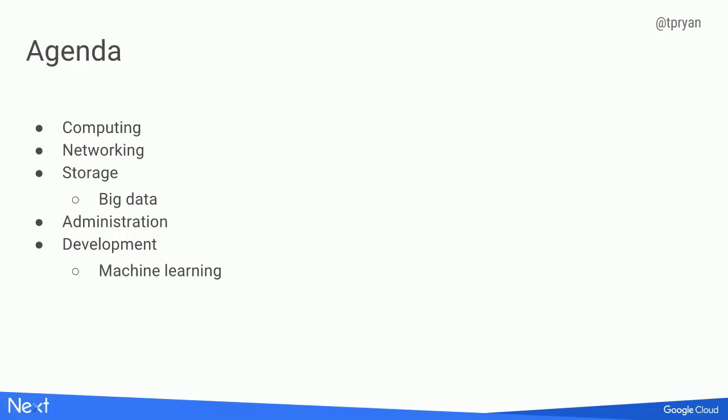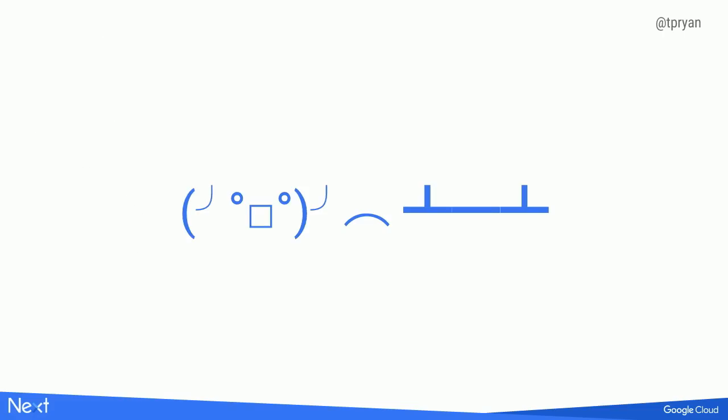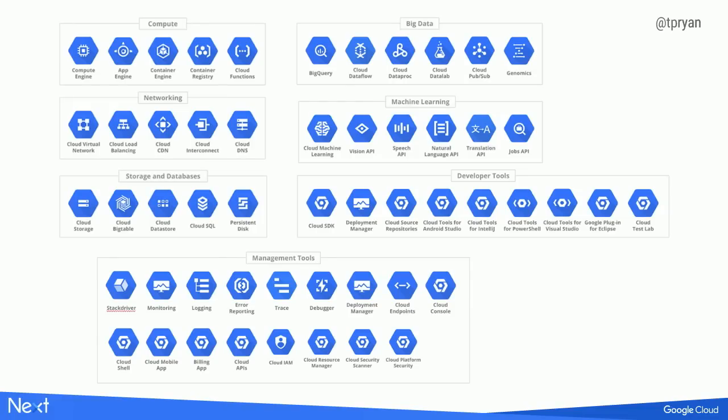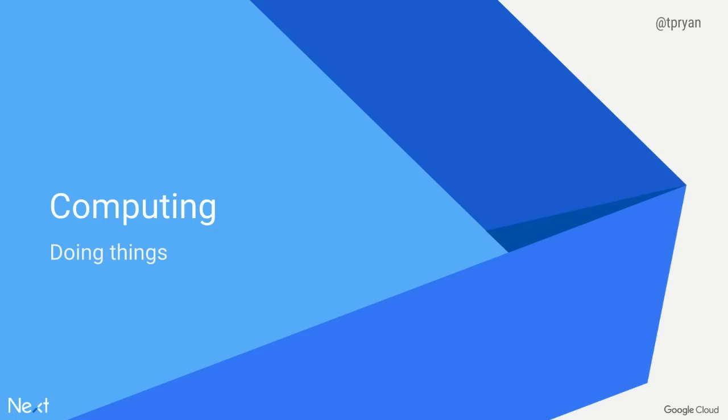And then finally, machine learning. You're going to hear a lot about machine learning at this conference. So I don't have to go too deep with machine learning, even though, with any of these icons we had up, each one of these could be an hour-long talk, or more, or a whole conference, depending on what we're talking about. So with that, I'm going to get into computing or doing things.